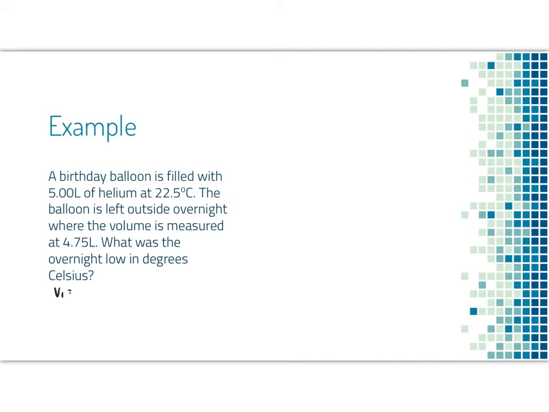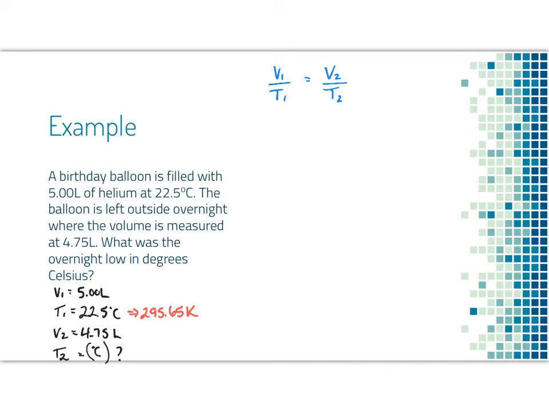So our initial volume of the balloon was 5 liters, and the initial temperature was 22.5 degrees Celsius. V2 was 4.75 liters, and we are looking for T2, specifically in degrees Celsius. We need to convert our T1 into Kelvin first: 295.65 Kelvin. So V1 over T1 equals V2 over T2.